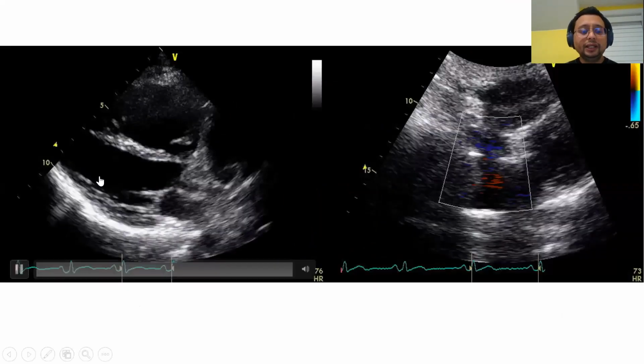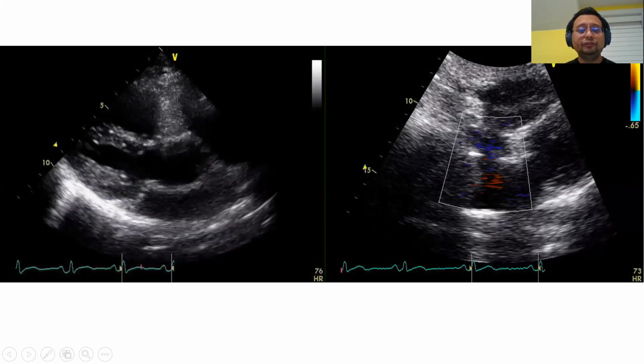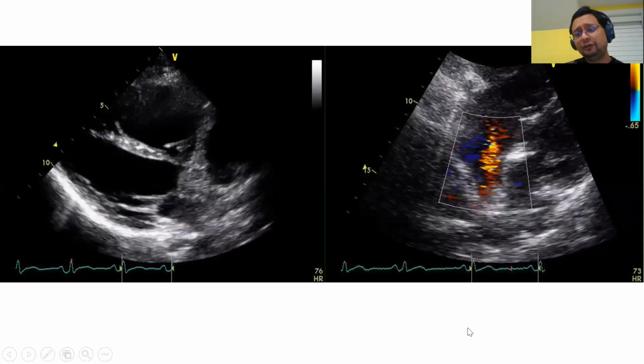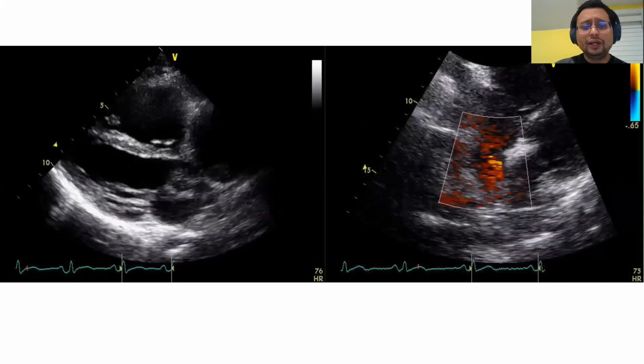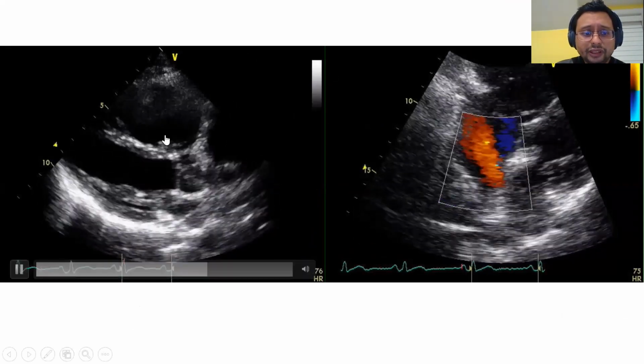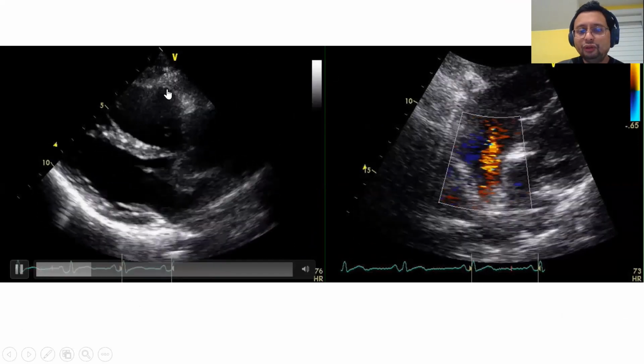Now look at this patient here. This is a parasternal long axis view of the patient. Now look what this patient has. Look at this. This is proximal right ventricular outflow tract here. What do you think about the proximal right ventricular outflow tract here?